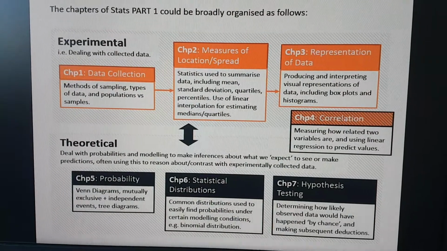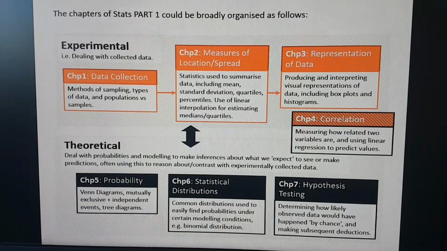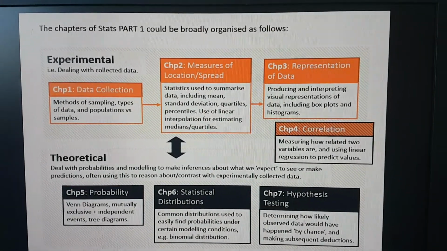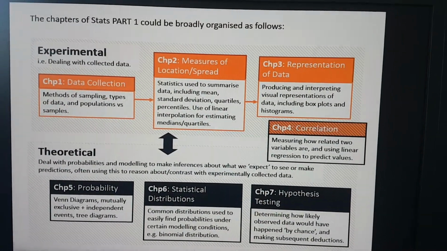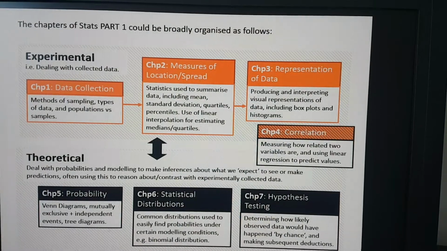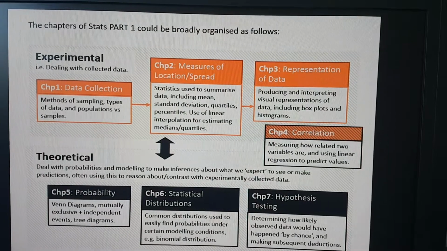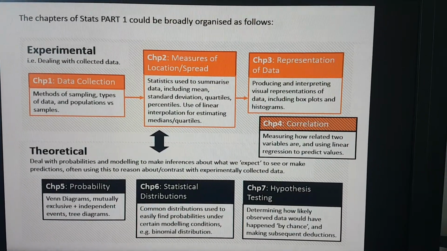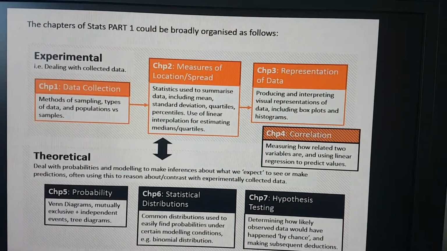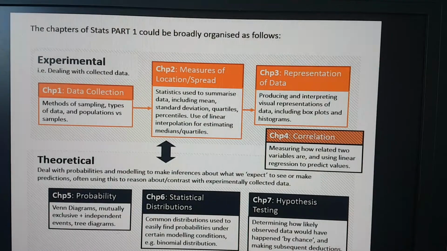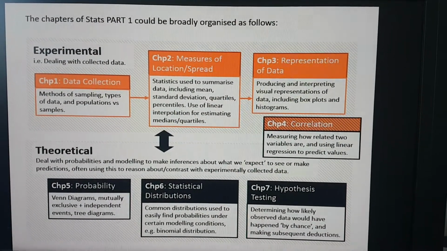So part 1, or year 1, is split into experimental and theoretical parts. The experimental has about 4 chapters, which are data collection, measures of location and spread, representation of data, and correlation, which is between experimental and theoretical. Then we have probability, statistical distributions, and hypothesis testing. Today we're going to start with data collection. So basically methods of sampling, types of data, population versus samples and stuff like that.